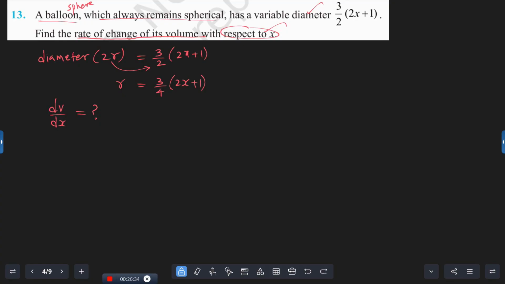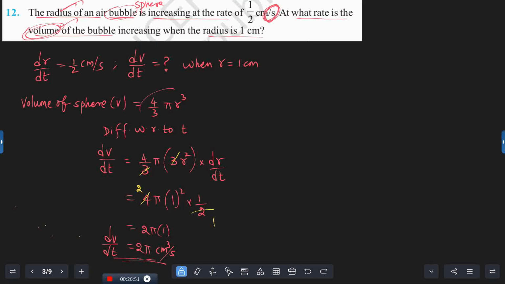Now, before that, the volume of a sphere: V is equal to 4 by 3 pi r cube. See, in the previous question, after writing the formula, I directly started to differentiate. Even though I differentiated with respect to t, the variable was r, and when I differentiate r with respect to t, I get dr by dt, which is given. So I started to differentiate the formula directly.